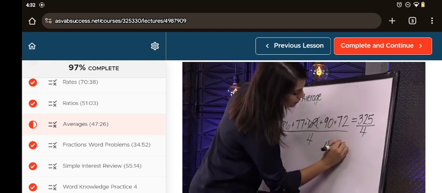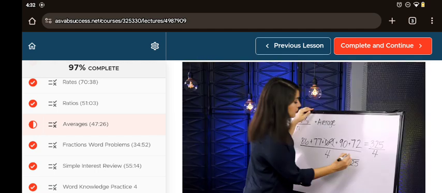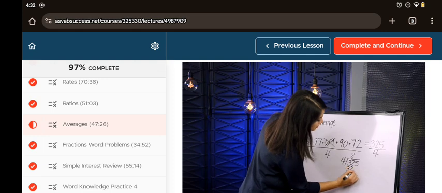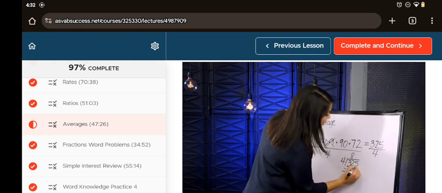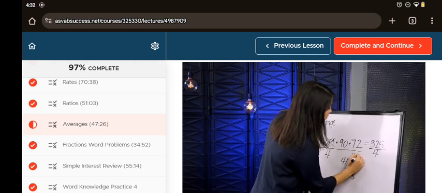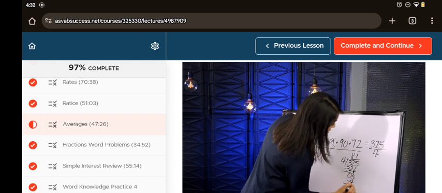So 4 into 325. 4 goes into 32 8 times. 4 times 8 is 32. 32 minus 32 is 0. We go ahead and bring down that 5. 4 goes into 5 1 time. 4 times 1 is 4. 5 minus 4 is 1.